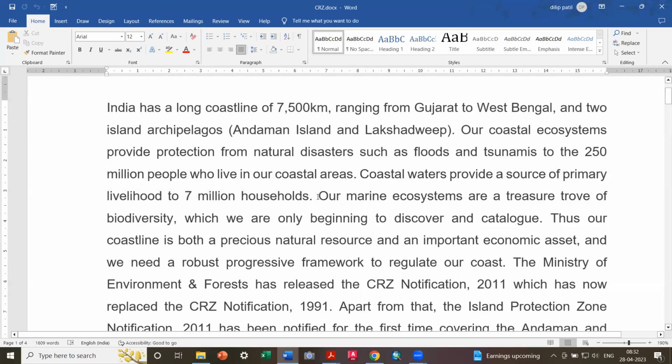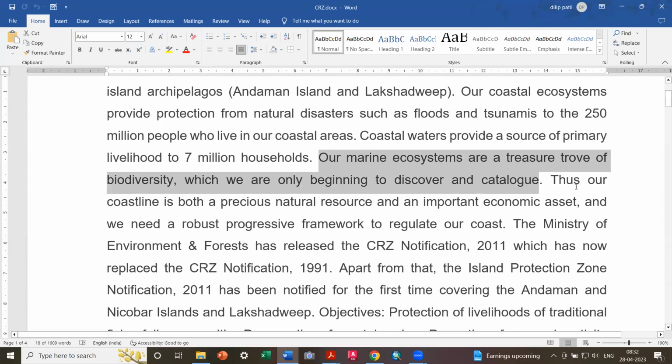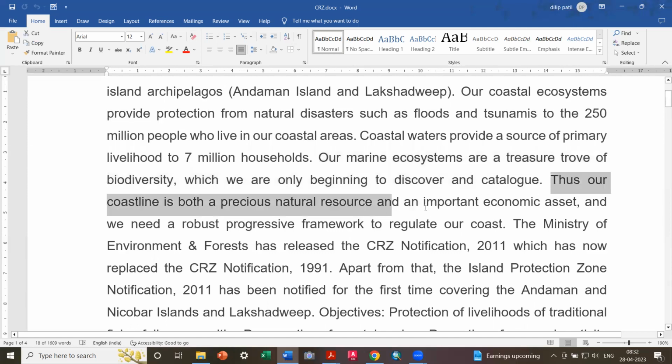Otherwise, people will wish to construct different projects in the coastal area or just near the beach. But that will affect the natural ecosystem, and it will not be sustainable development. Our marine ecosystems are a treasure trove of biodiversity, which we are only beginning to discover and catalog. Thus, our coastline is both a precious natural resource and an important economic asset, and we need a robust, progressive framework to regulate the coast.